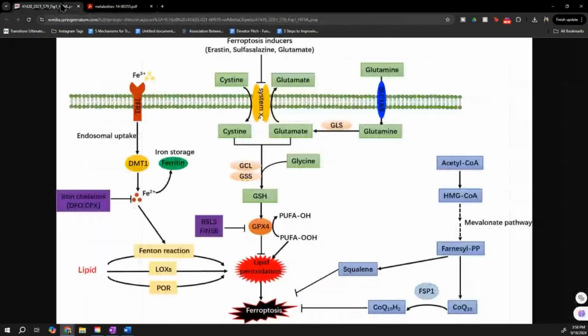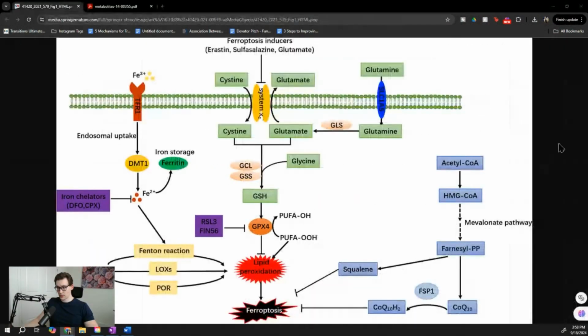But after going through the article itself, going through the review itself, I'd like to just present to you why I think that's utter nonsense. So, if you'll hear me out, let's go ahead and discuss a little bit on ferroptosis, just so you have a little bit of background on this, so you at least understand to a degree.